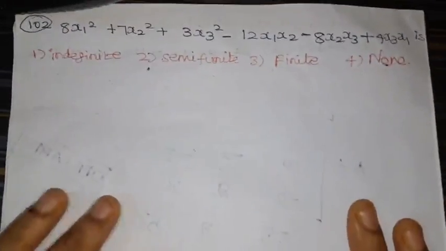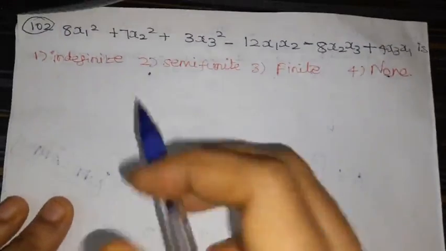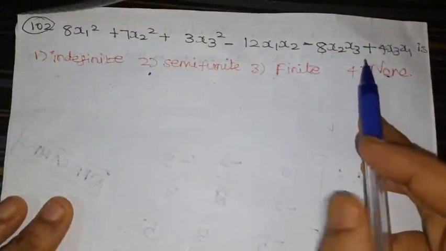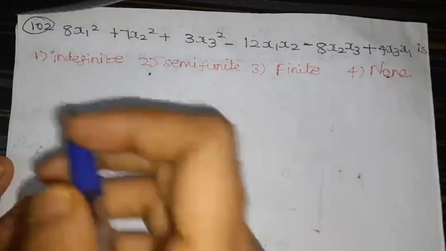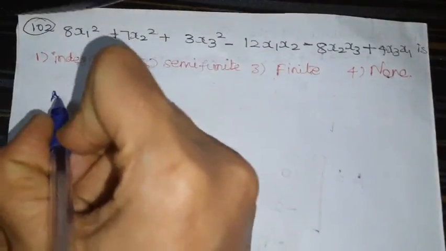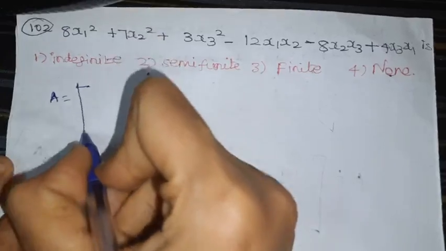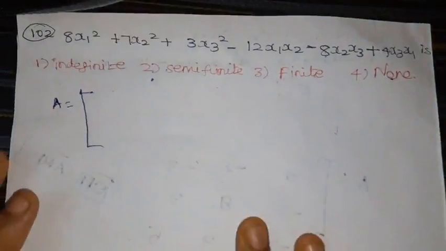Question number 103. The given quadratic equation is given. We need to find out the nature of the quadratic equation. To find out the nature, first we need to write down the matrix of the quadratic form.